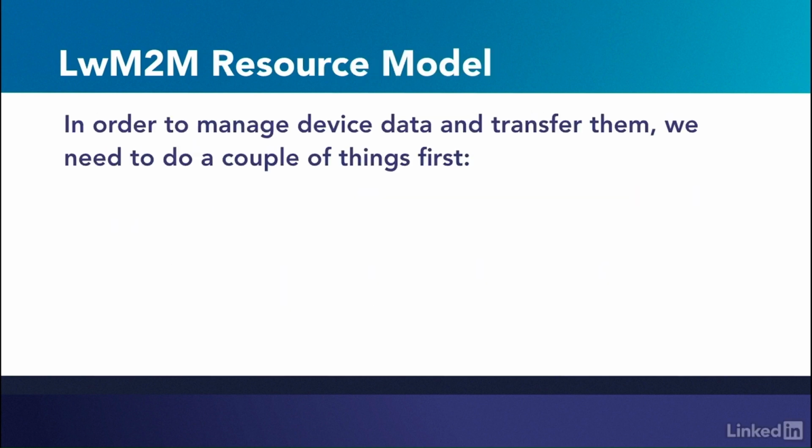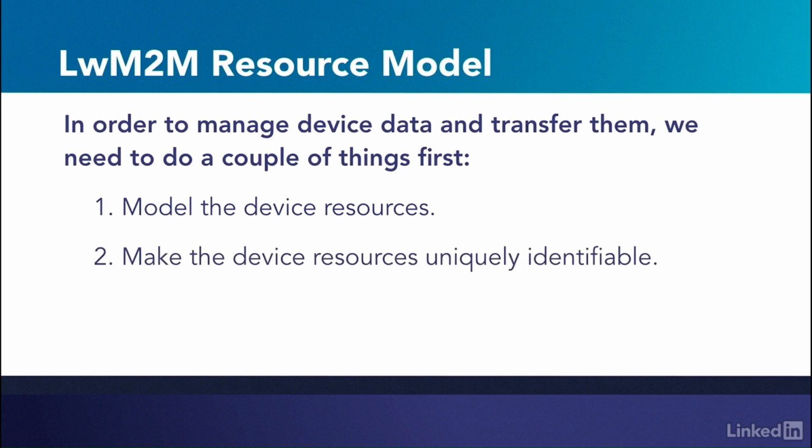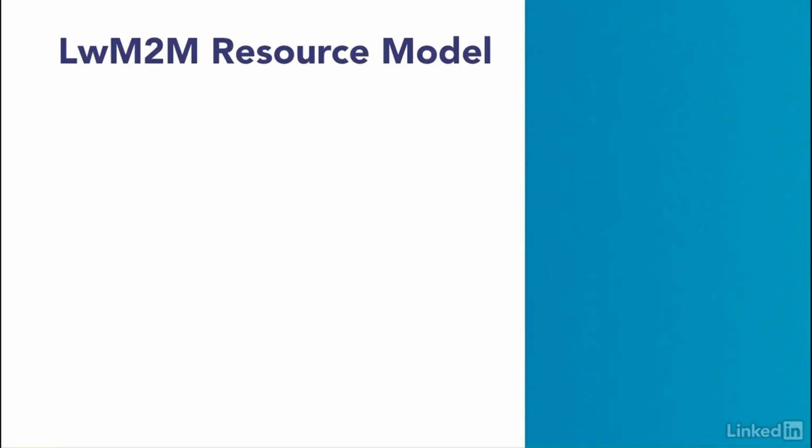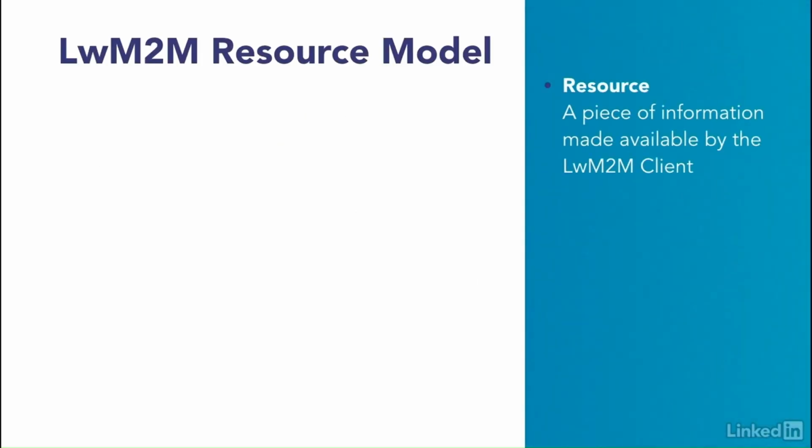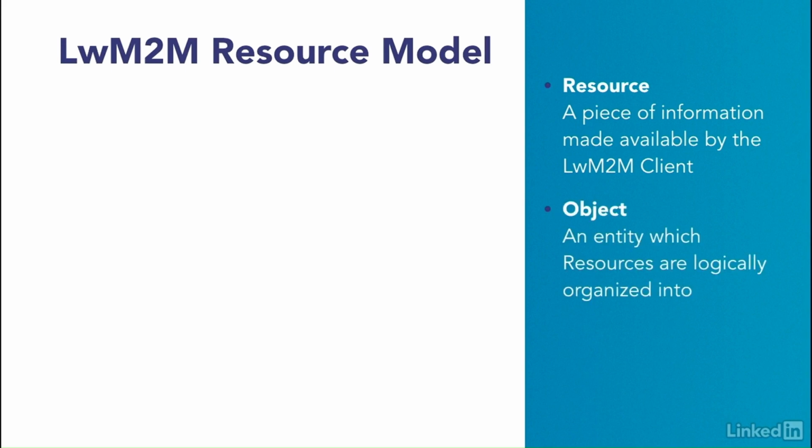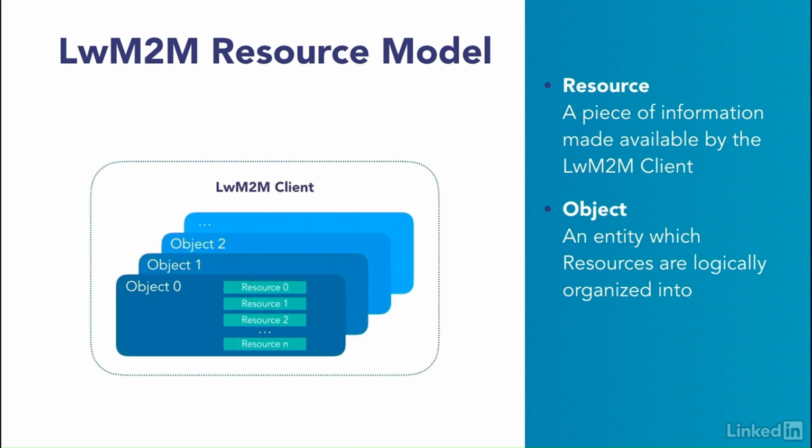We need to do two things first: modeling the device resources and making the device resource uniquely identifiable in order to access them. By the lightweight M2M standard, a resource is defined as a piece of information made available by the lightweight M2M client. Multiple resources are logically organized into objects. The diagram shown on the left indicates the logical relationship between resource, object, and the lightweight M2M client, where each client may have multiple objects and each object has one or more resources.